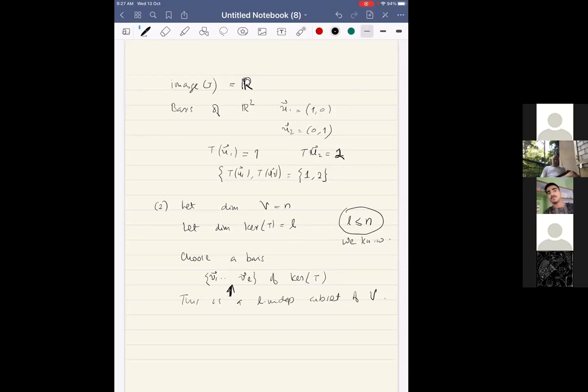Yes, sir. So this is a basis for V if and only if kernel of T is equal to V. And what does that mean for T? Supposing the kernel of a linear map is the full vector space, what does that mean for that linear map? Every vector goes to 0. So this is a basis for V if and only if kernel of T is equal to V, which is true if and only if T is the 0 linear map.